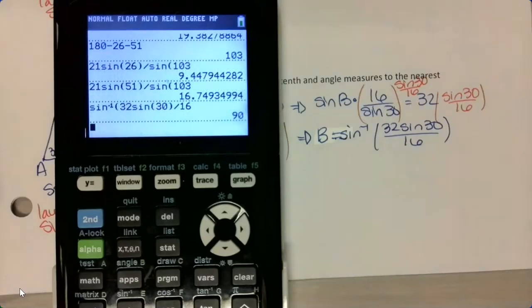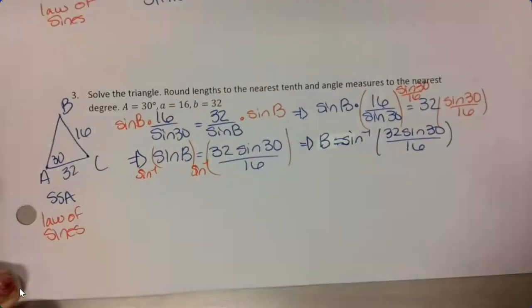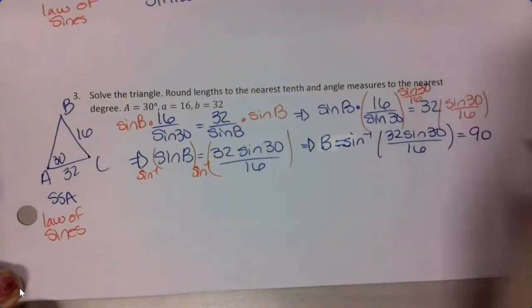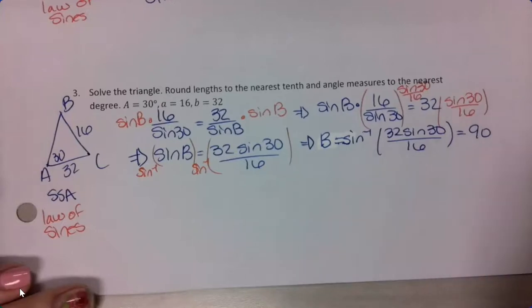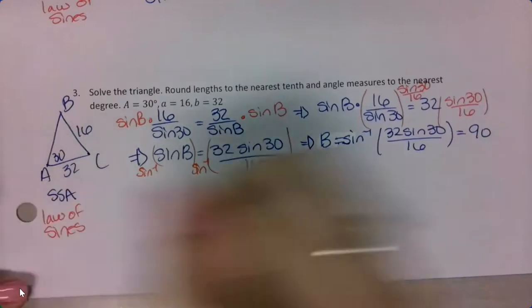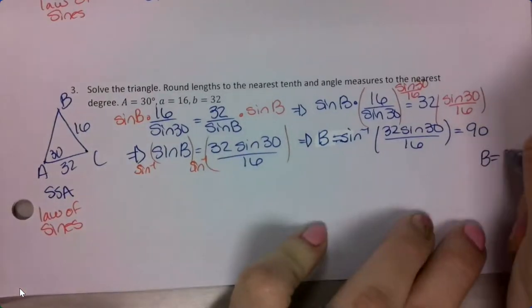Which gives me 90. This one is interesting because it's giving me 90. If I subtract from 180, the second angle will be 90 as well, so it's going to give me the same triangle. So what I want to do here is just write these out. I'm going to have B equals 90.